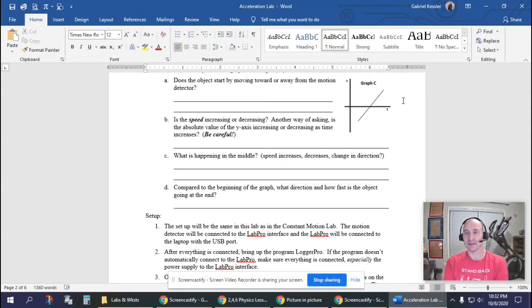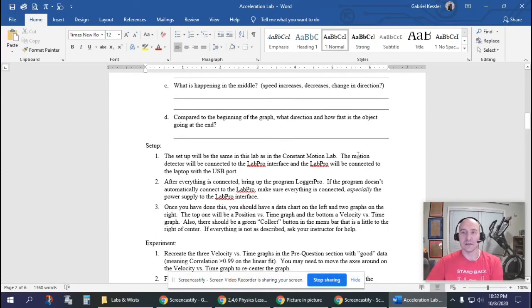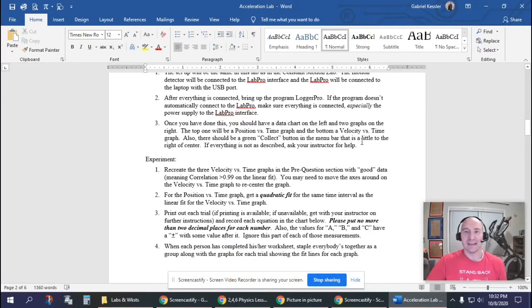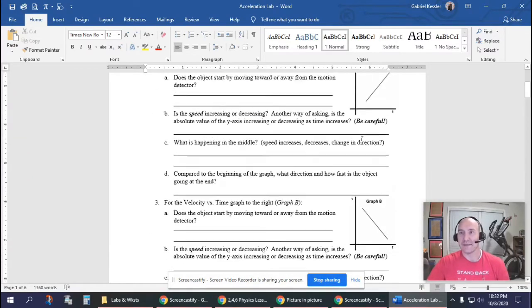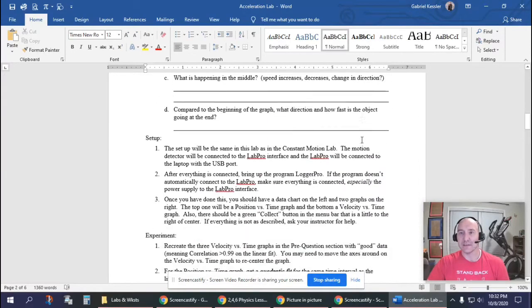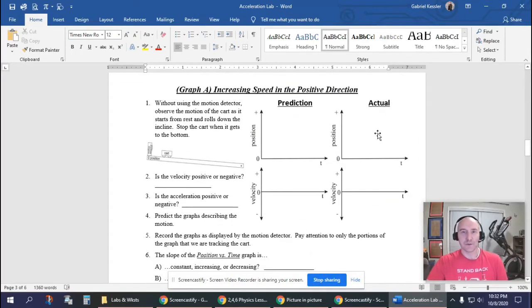But it's still accelerating, so it starts speeding up when it comes back down. All right. So let's look at the lab a little bit. In each one of these parts, we're actually going to reproduce graph A, B, and C. All right. So this first part, you see that we have graph A. The cart is going to be moving down the ramp as it's moving away from the motion detector.